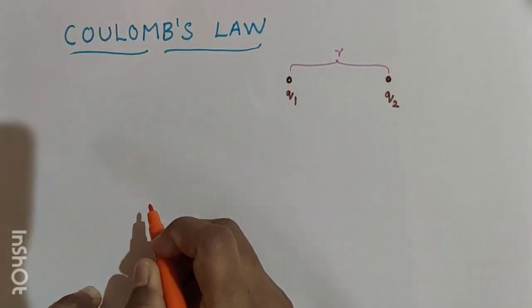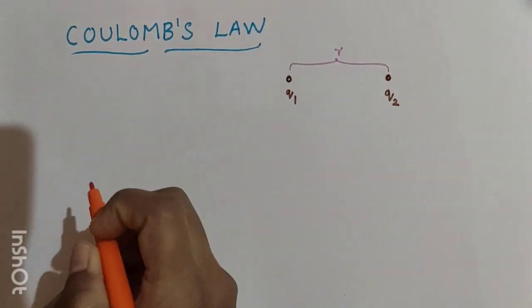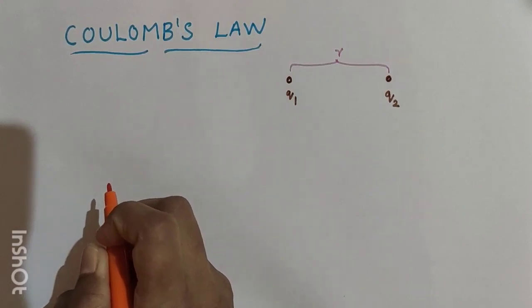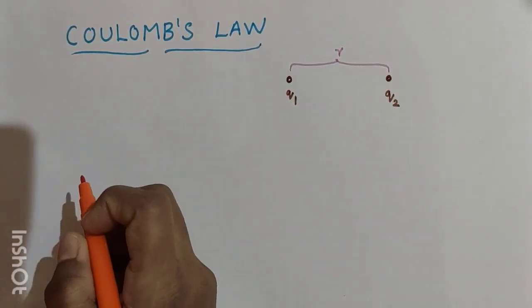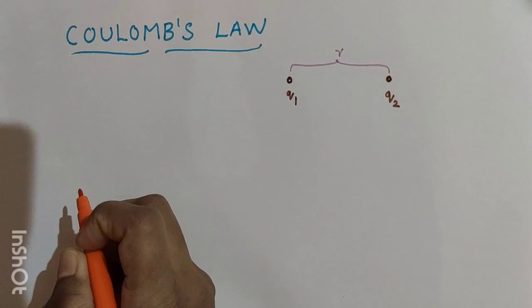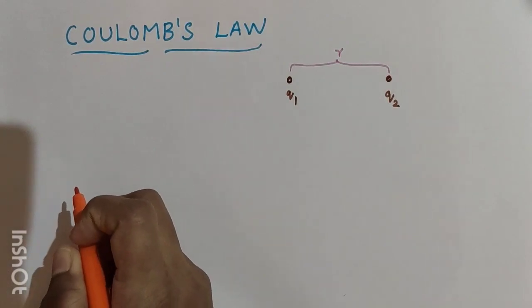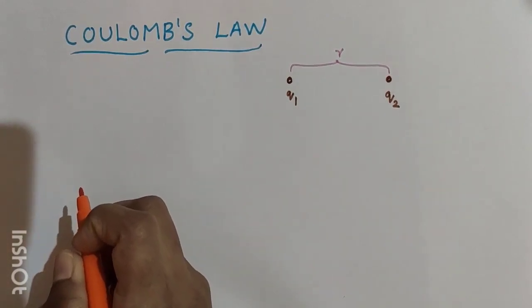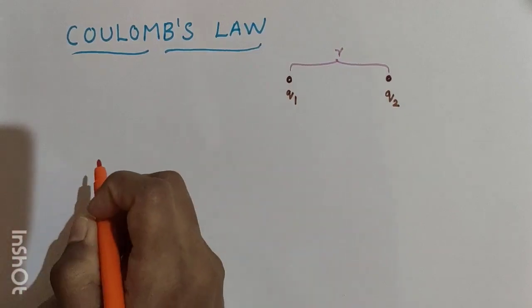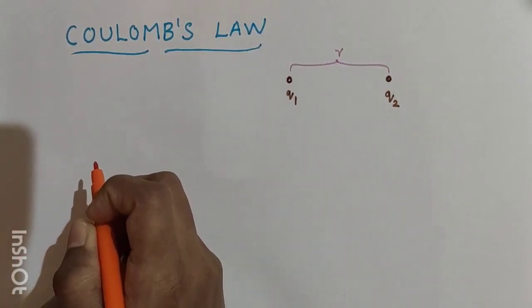Hello everyone. In this video, we are going to discuss Coulomb's law. We will be discussing the statement of Coulomb's law, then the definition of 1 Coulomb of charge, and after that we will be discussing Coulomb's law in vector form. So first of all, let us see the statement of Coulomb's law.